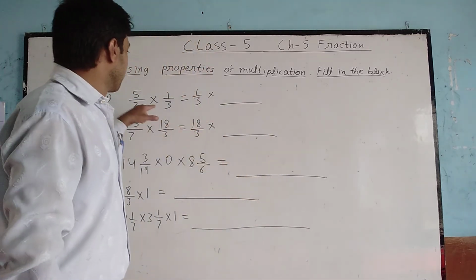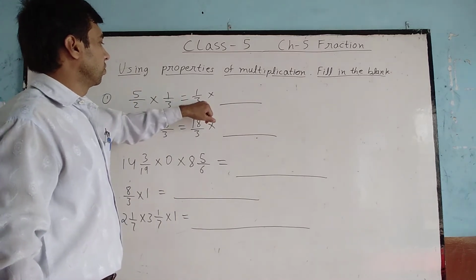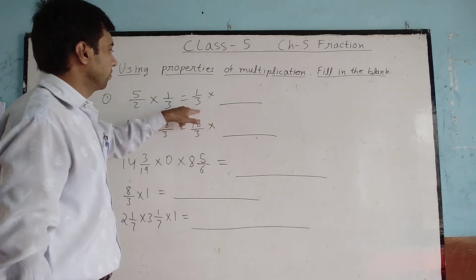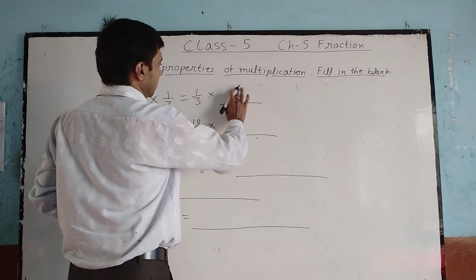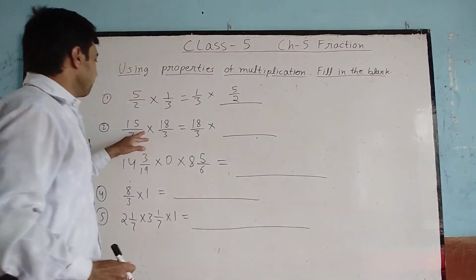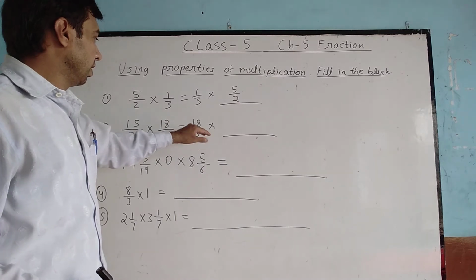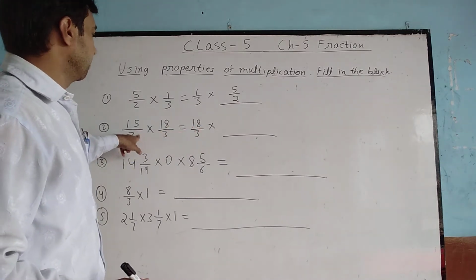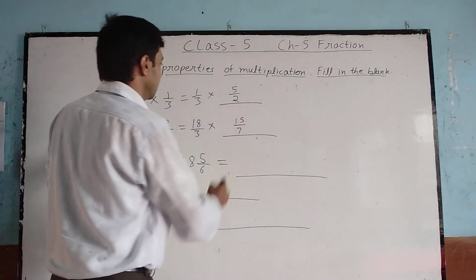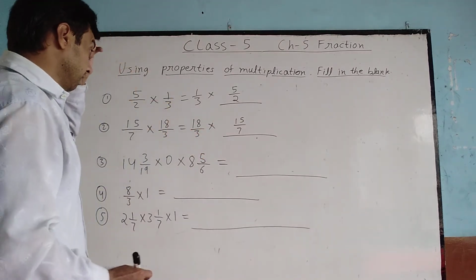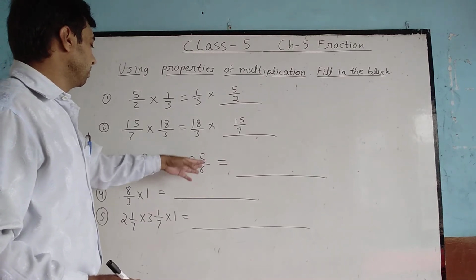So let's see. First question. 5 by 2 into 1 by 3 is equal to 1 by 3 into, here 1 by 3 is written, what is left? 5 by 2. So we write 5 by 2. Next, 15 by 7 into 18 by 3 is equal to 18 by 3 into. Students, what is left? 15 by 7. We are using the property.